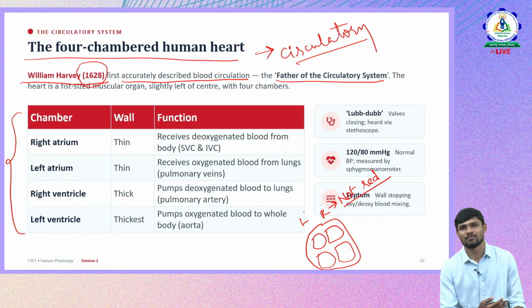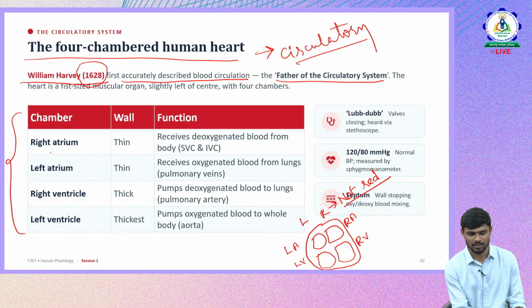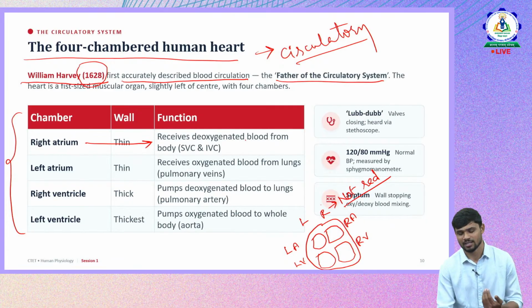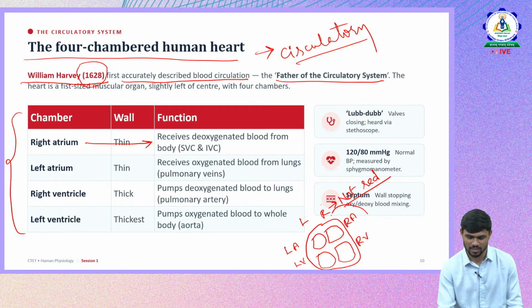The left side of the heart will be dealing with the oxygenated blood. So this is right atrium, then right ventricle, left atrium, left ventricle. This is how it happens. So right atrium, what does it do? It receives deoxygenated blood. As I said, it is not red, so it receives blue color blood, deoxygenated.